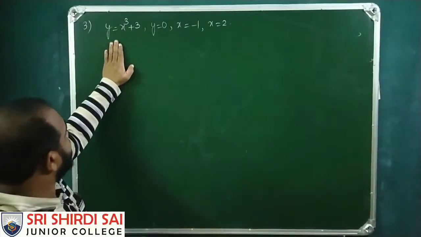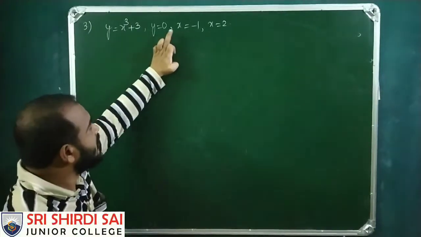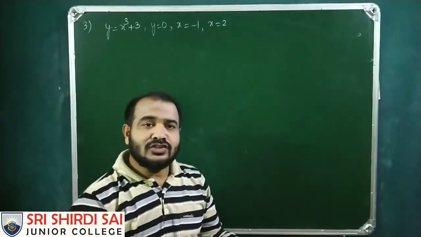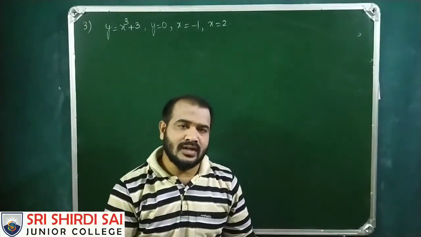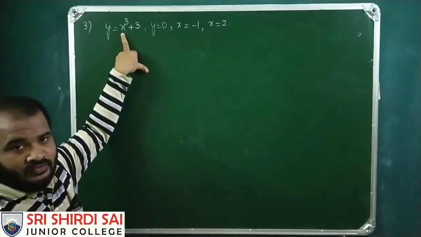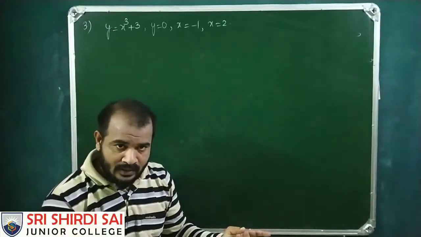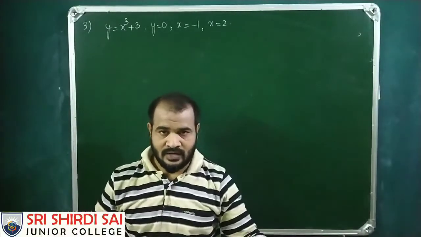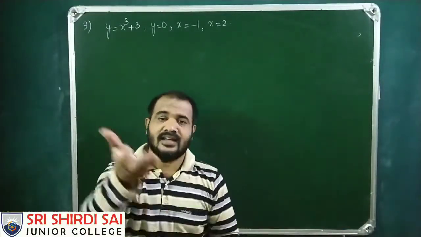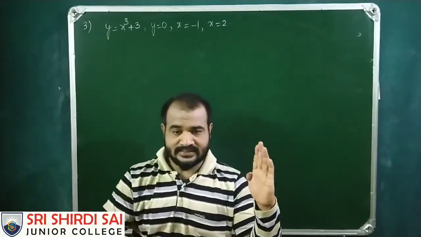The area of the region bounded by y equals x cube plus 3, y equals 0, which is the x-axis, x equals minus 1, x equals 2. What are they? x equals k is the line which is parallel to the y-axis, in other words, vertical lines. I don't know the behavior of this curve, but here, from minus 1 to 2, we need the area of the region bounded by the x equals minus 1 line, the x equals 2 line, y equals 0 the x-axis, and the curve.